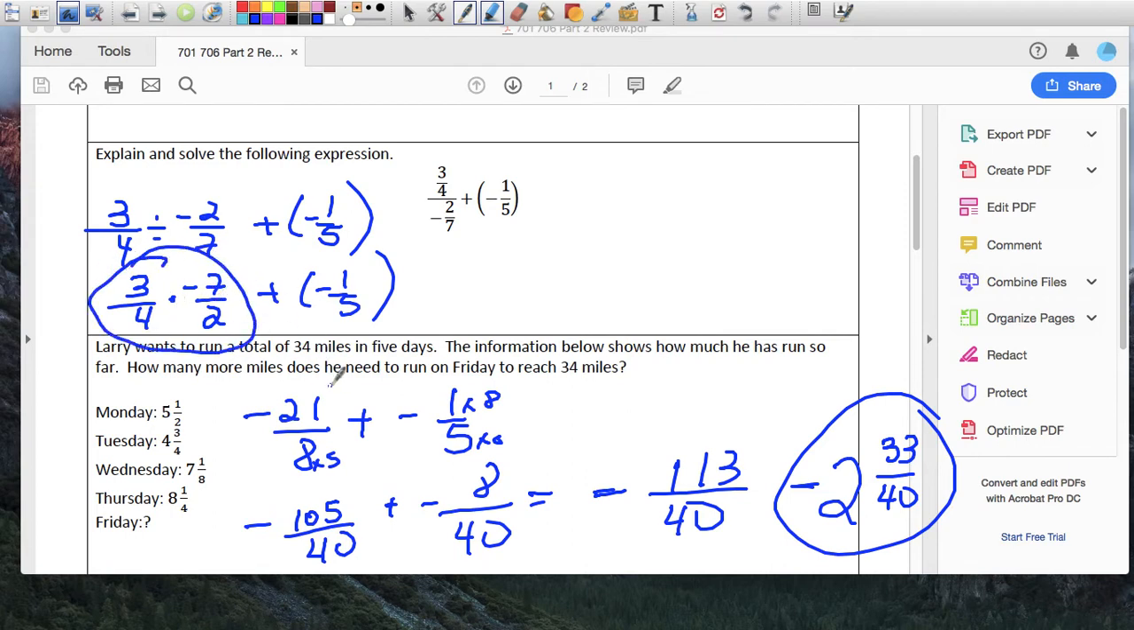I multiplied 3 times negative 7. I got negative 21, and then 4 times 2 is 8. So once I find the product, I then add it to negative 1/5. I had to find the common denominator, which was 40. So I changed negative 21 over 8 to 105 over 40. It's an equivalent fraction. I changed negative 1/5 to negative 8/40, again, to an equivalent fraction. And then I can now add these two because they have the same denominator.